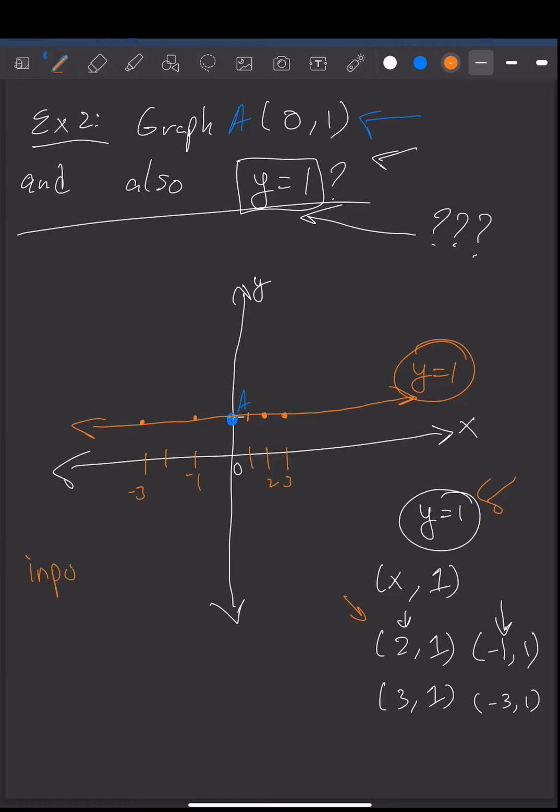Input means your x. Output means your y. Same thing: x, y. You could also call it input, output. That is usually the terminology you will hear in your classes moving forward when it comes to graphing itself.